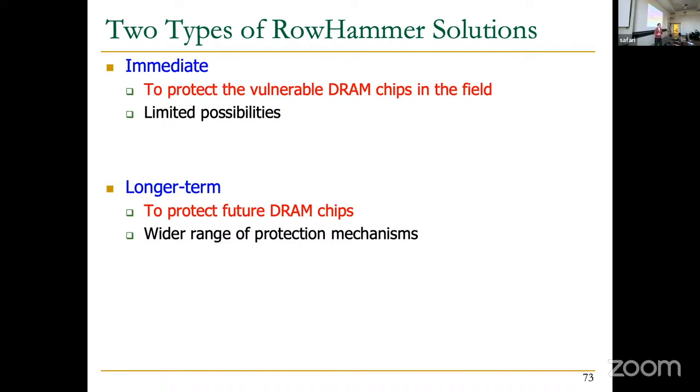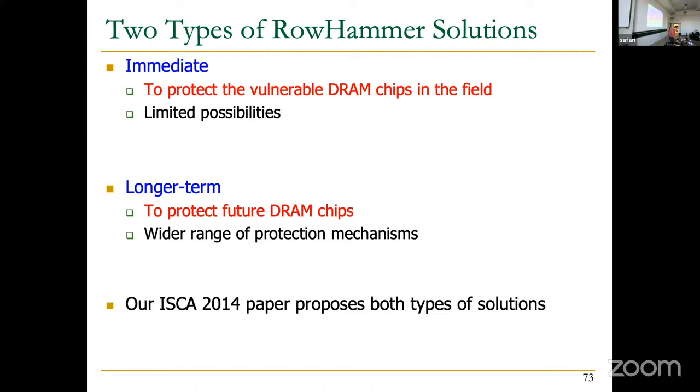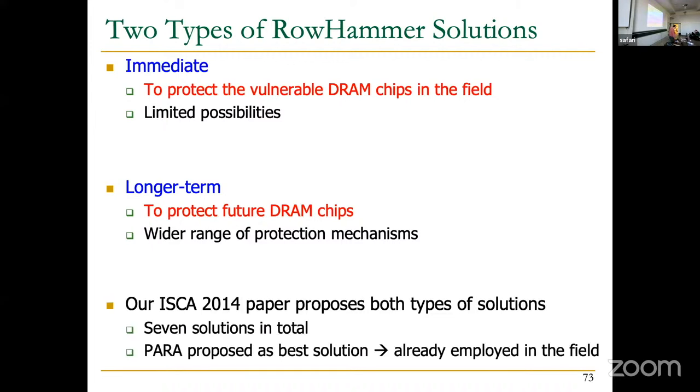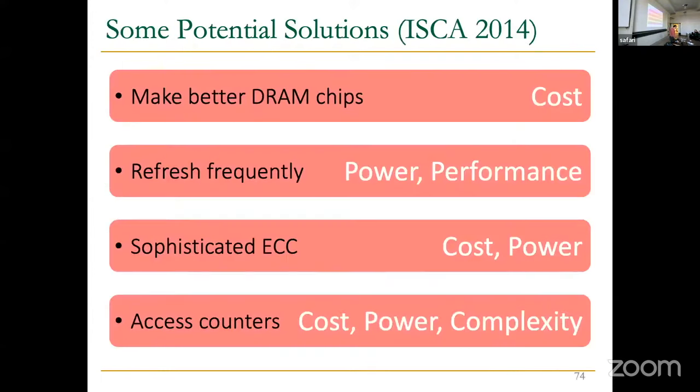Potentially DRAM chips can be changed, which is happening right now. Memory controllers can be changed, which is also happening. So both of them can be changed. In our original work, we proposed both types of solutions. I'm not going to go over all of these solutions, but one of them is proposed as the best solution. Variants of it are already employed in the field. But it's not good enough, as we will see.